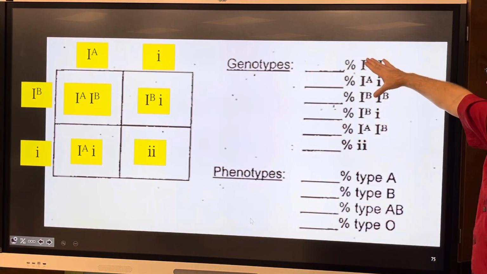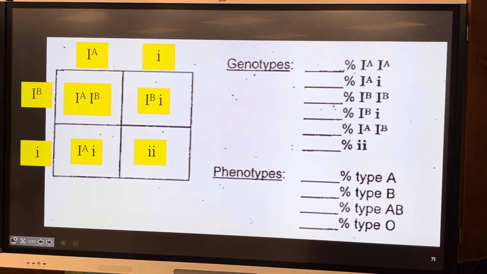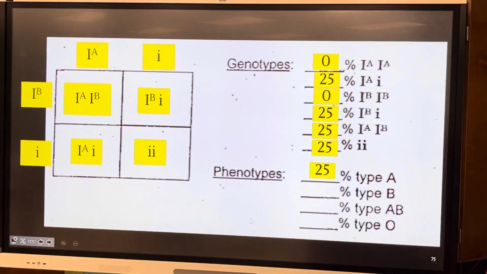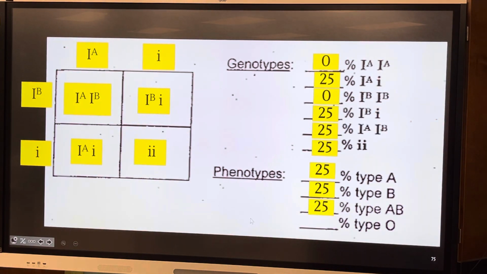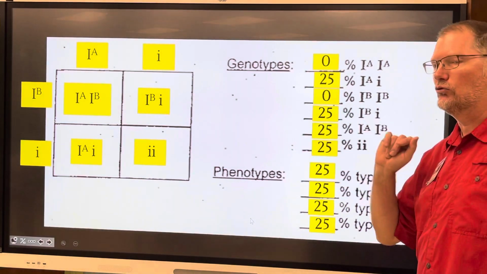So now you can definitely do the genotypes over here. So that's going to be 0, 25%, 0, 25%, 25%, 25%. And then the phenotypes, 25% type A, that's the bottom left. 25% type B, that's the top right. 25% AB, top left. And 25% type O, bottom right.